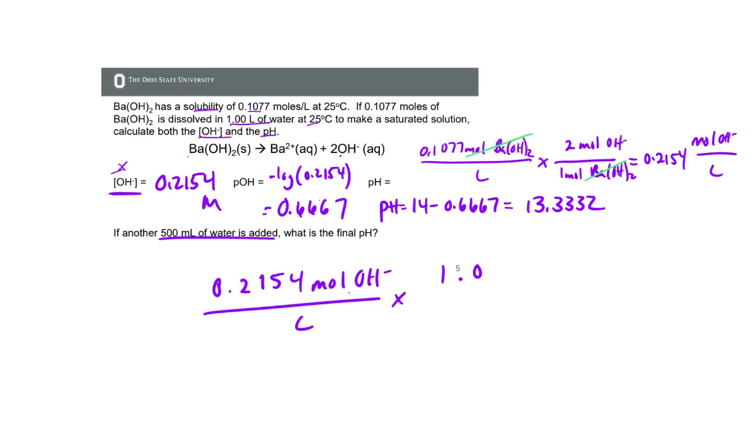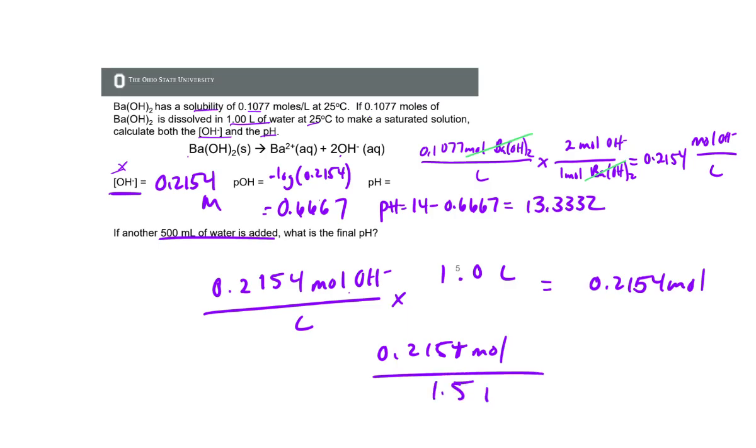We now are going to have, we multiply by 1 liter. This is 0.2154 moles. We're going to have 0.2154 moles per 1.5 liters, which is 0.1436 moles per liter.